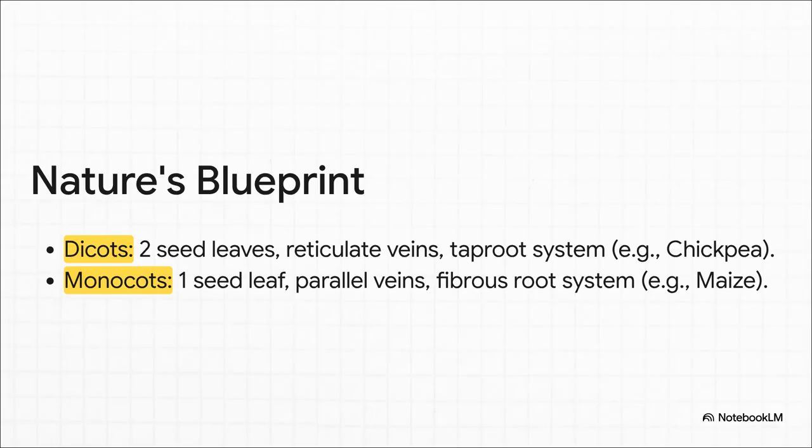And here it is, the big secret that links everything together. It all starts with the seed. Plants that begin their life with 2 tiny seed leaves, we call them dicots, they're the ones that grow up to have net-like veins and a taproot. And plants that start with only 1 seed leaf, the monocots, they're the ones with parallel veins and fibrous roots. It's incredible, right? The seed is the blueprint for the entire plant.